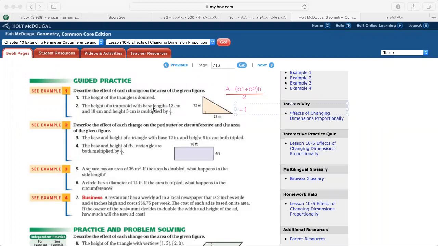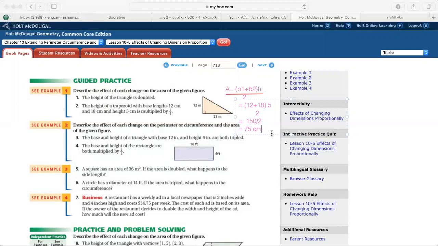Base 1 and base 2 are 12 and 18. So 12 plus 18 multiplied by the height, which is 5, over 2. 12 plus 18 is 30. 30 multiplied by 5 is 150. 150 over 2 is equal to 75 centimeter squared. So the old area is 75.